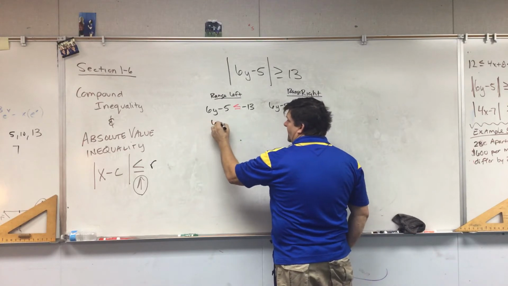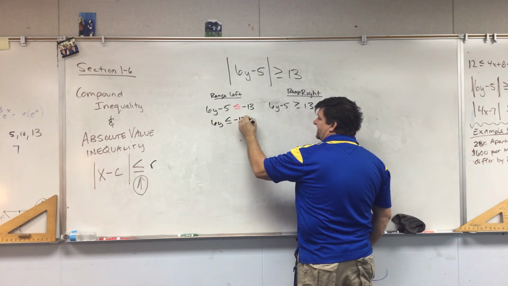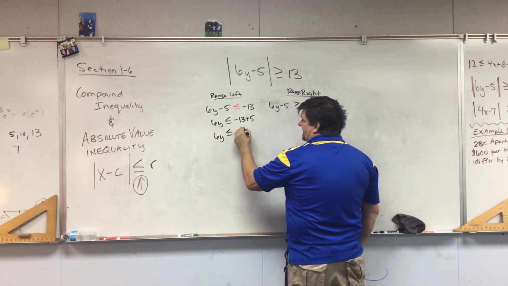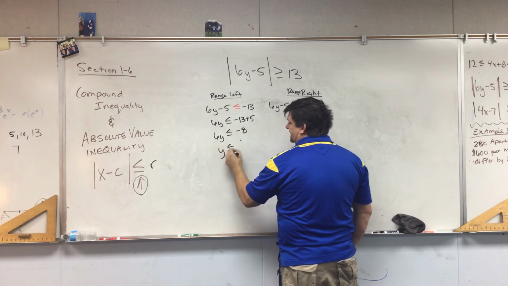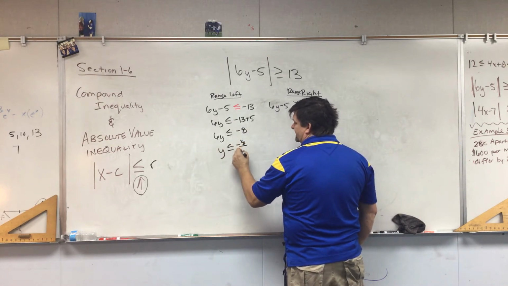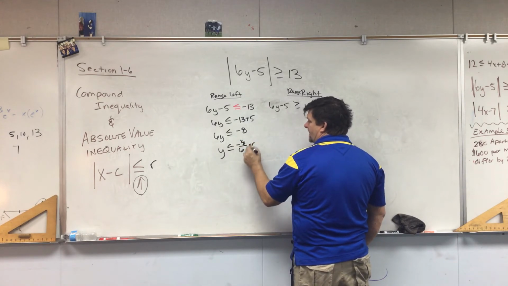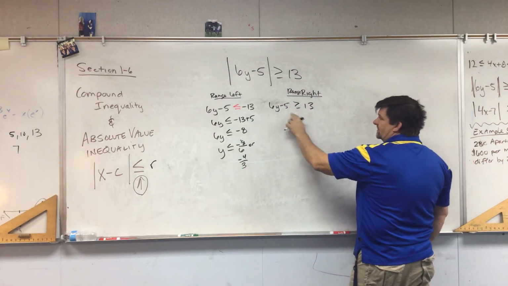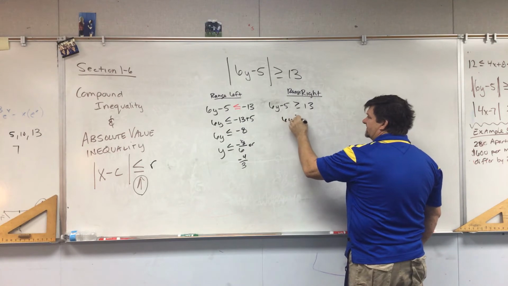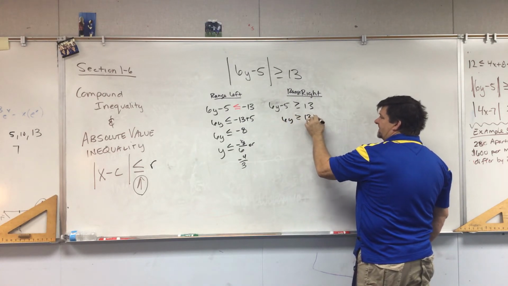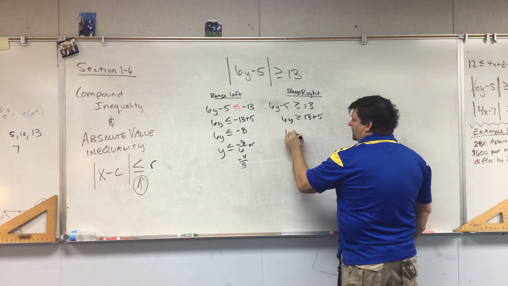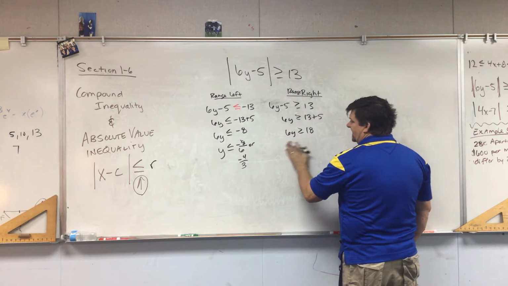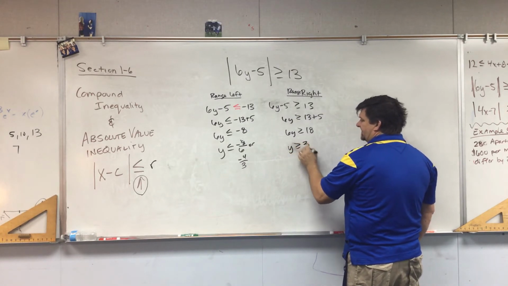Add 5, 6y is less than or equal to negative 13 plus 5. 6y is less than or equal to negative 8. Y is less than or equal to negative 8 over 6, or negative 4/3. If I look at this one, add 5 over, 6y is greater than or equal to 13 plus 5. 6y is greater than or equal to 18. Not 6y, y is greater than or equal to 3.